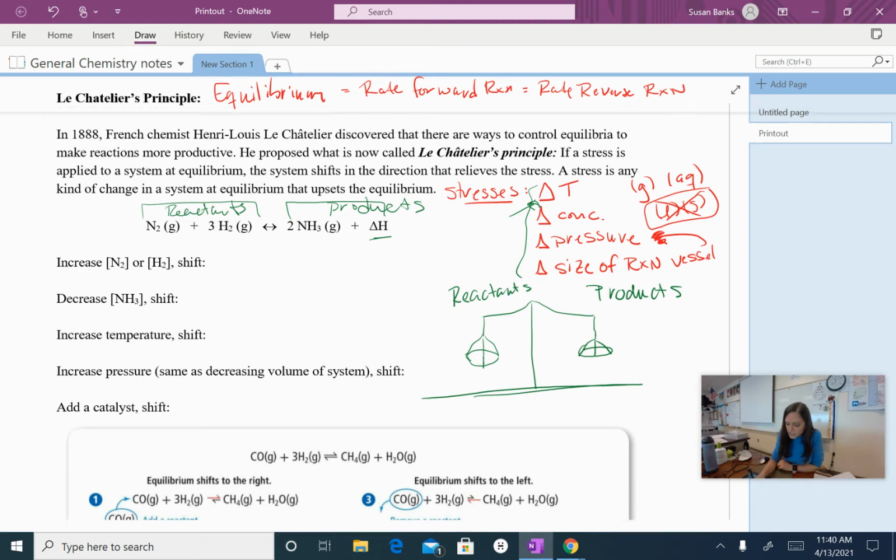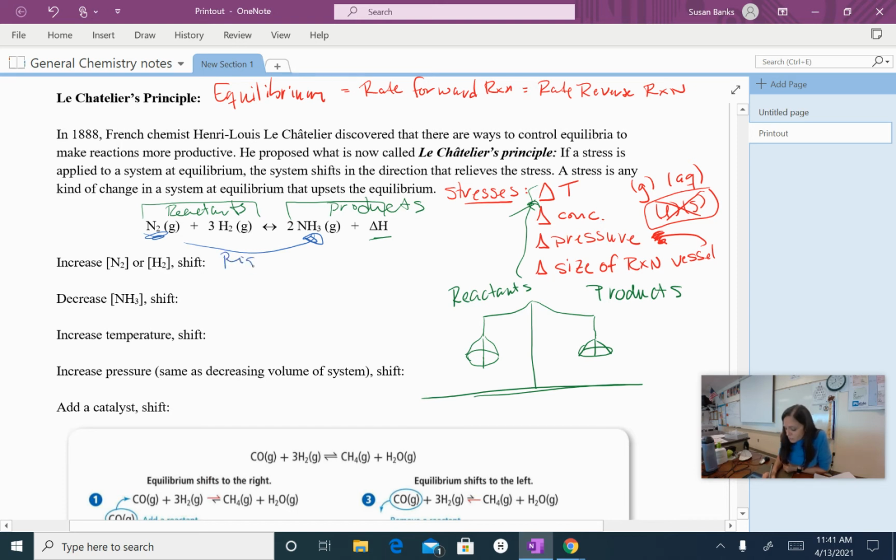Okay, so let's think about this really quickly. Let's get another color. So if I increase my nitrogen, which is on my reactant side, that is going to make my reactant side of my balance go down. I'm going to really increase my reactants. So how do I get it to be even again? Which side do I need to make heavier? I need to make my product side heavier. I need to make more products. So I am going to shift right because the products are on the right-hand side of the equation.